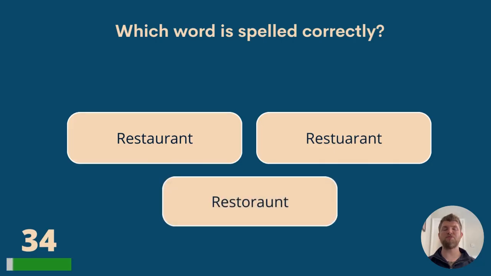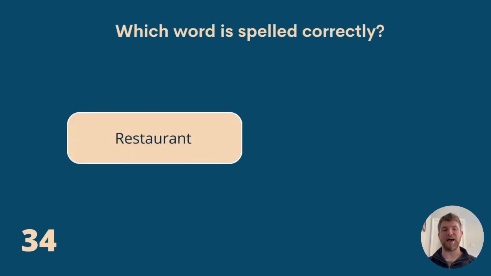34, what about the word restaurant? How would you spell the word restaurant? You're looking for that A before the U, R-E-S-T, A-U-R-A-N-T.